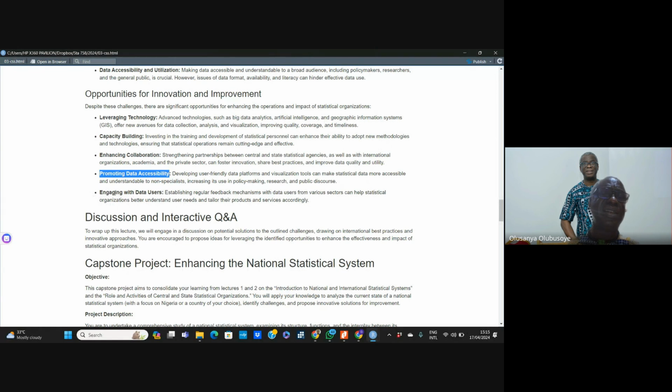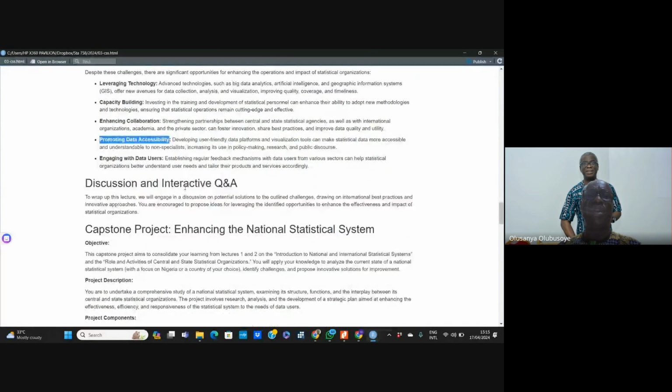And then there should be constant engagement between the producers and the data users. If you are producing what the users don't want, then you are just wasting funds. So the right type of engagement is for the producer to know the needs of the users and then produce accordingly.